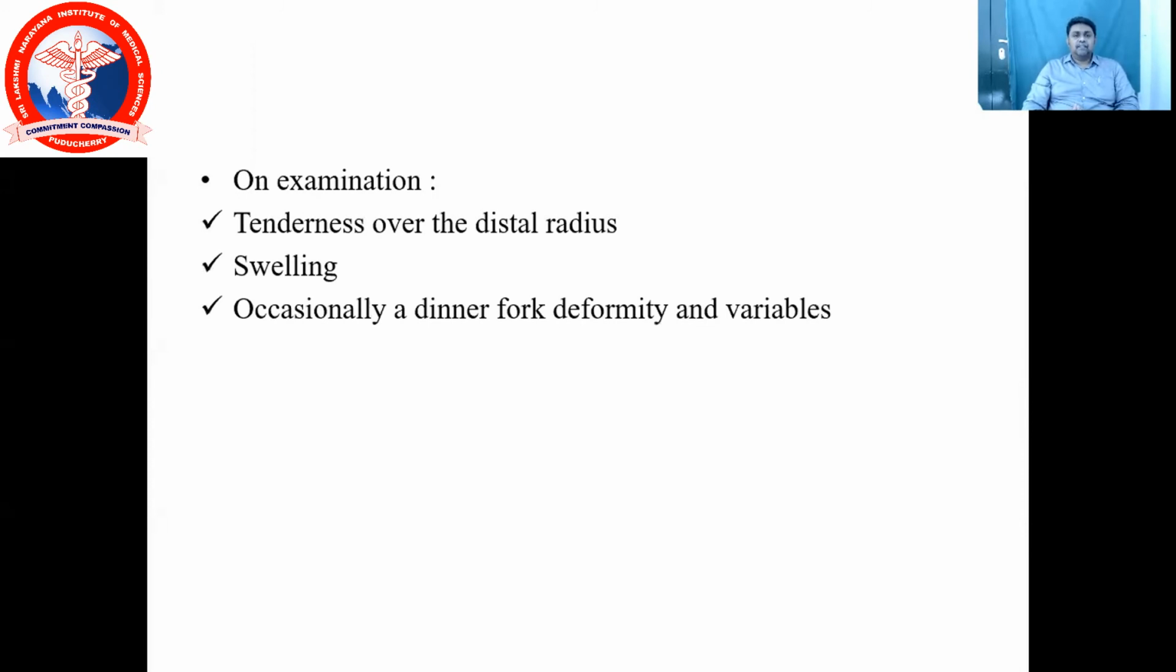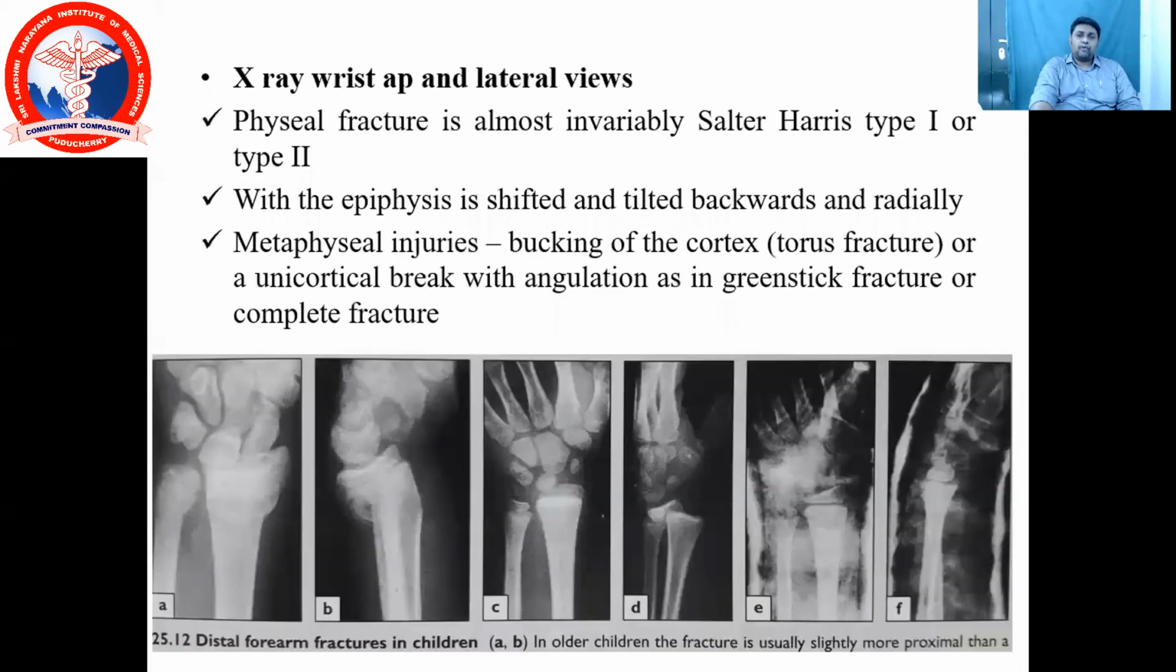On examination, the same findings will be there. Tenderness is present over the distal radius, swelling will be there, and movement will be painful. Sometimes if the fracture is displaced, then you can get enough deformity over there. So here you take an X-ray, anteroposterior and lateral view of the wrist. There will be an epiphyseal separation. If you see the images A and B, you can see the fracture occurs at the metaphyseal region where the volar cortex is intact, whereas the dorsal cortex has a fracture. So this type is called a greenstick fracture.